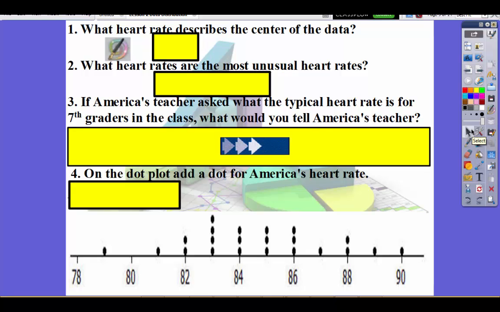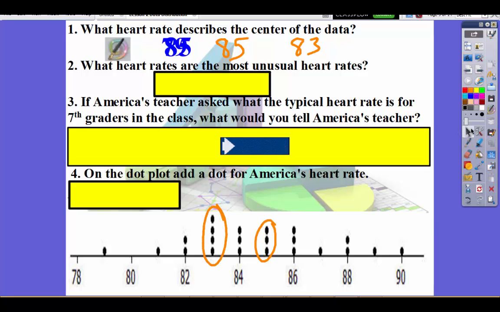What heart rate describes the center of the data? Well, we already discussed that there's several possible answers. So it could be that 85, since it's right in the middle, or it could be that 83 because it's the most common. Let's look at this next one.